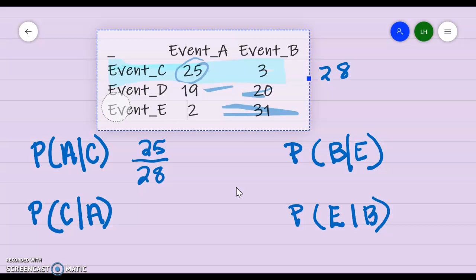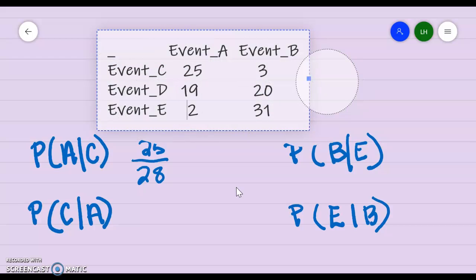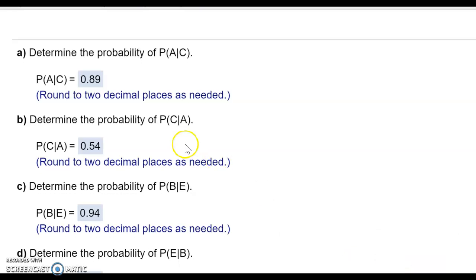Okay, so let's look at the next one. The probability that event C occurs given that event A has occurred. And I need to put the first one as a decimal. So that's going to be 0.89. I think the homework wants you to round to 2 decimal places.